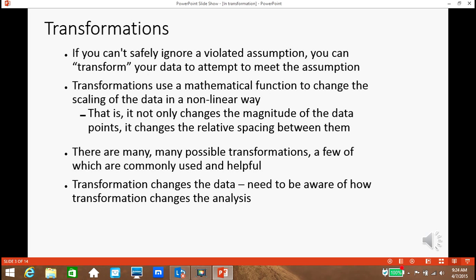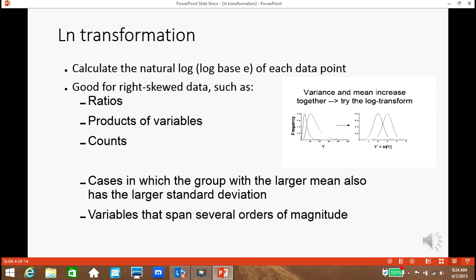So transformations are a mathematical function, okay? So we're talking about doing this natural log. It changes the scaling of the data. It changes the magnitude of the range so that the relative spacing between them usually shrinks, okay? So we're talking about log transformation. There are others like squaring or doing the inverse. We're not going to focus on those here, but you should know that they're out there.